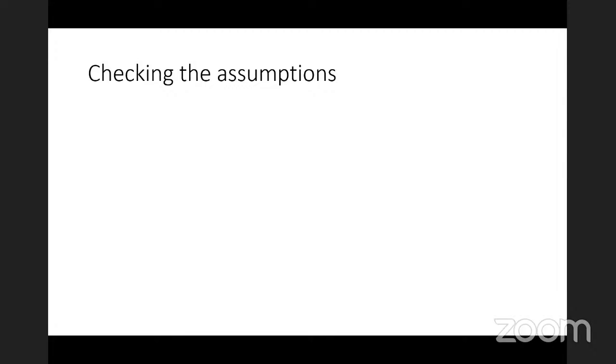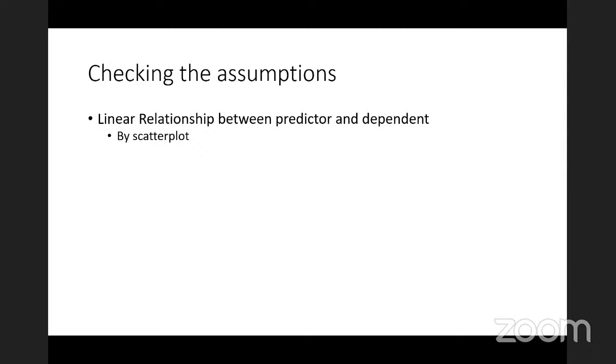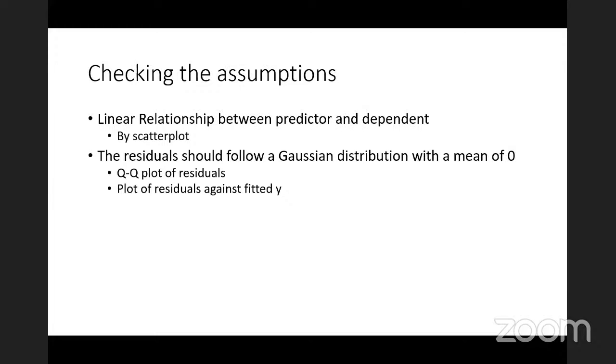So, how do we check the assumptions? To check whether there's a linear relationship between predictor and the dependent variables, we do it by means of a scatter plot. Plotting the data by means of a scatter plot is one of the most important things to be done at the beginning of the analysis and during the analysis. Now, the residuals should follow a Gaussian distribution, and the residuals should have a mean of 0. This is done by two different plots.